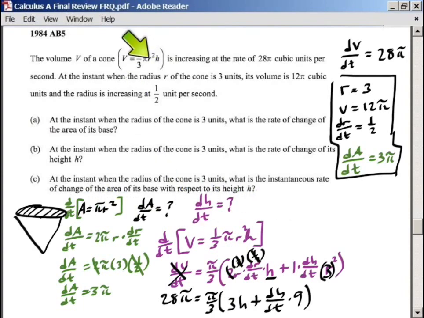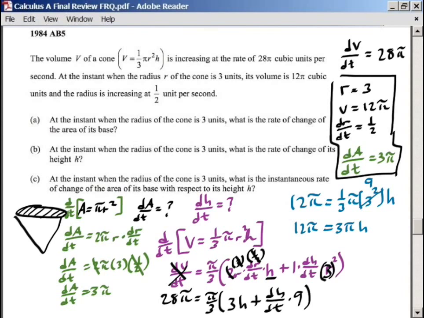Well, if I know the radius and the volume at a certain point in time, then I can find the h. Do we know the radius and the volume? Oh yeah. So we're going to plug those in. The volume is 12 pi equals 1/3 times pi, plugging in the radius, 3 squared, multiplying times h. So let's simplify. That's going to be 9. 9 times 1/3 is going to be 3 pi times h. H is going to be 4, because I divide both sides by 3 pi. So now I can plug in 4 for this h.